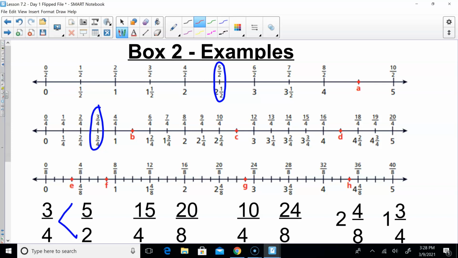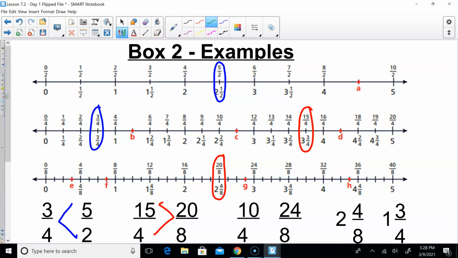Let's take a look at the next one, 15/4. So here's the fourths. Here's 15/4 way over here. And 20/8, well, here's 20/8. That jumped out right at me. Well, I know that 15/4 would be greater than 20/8.